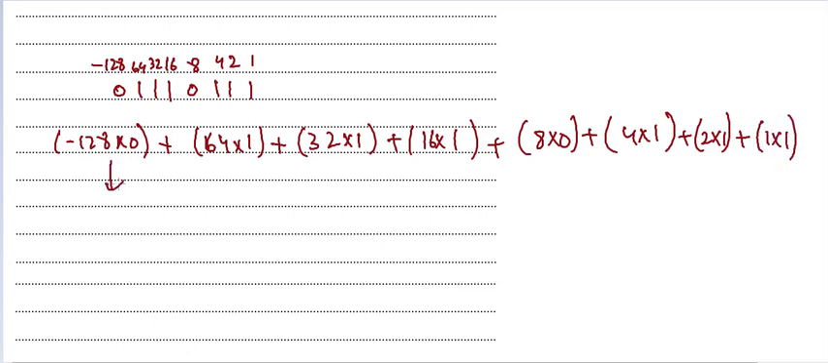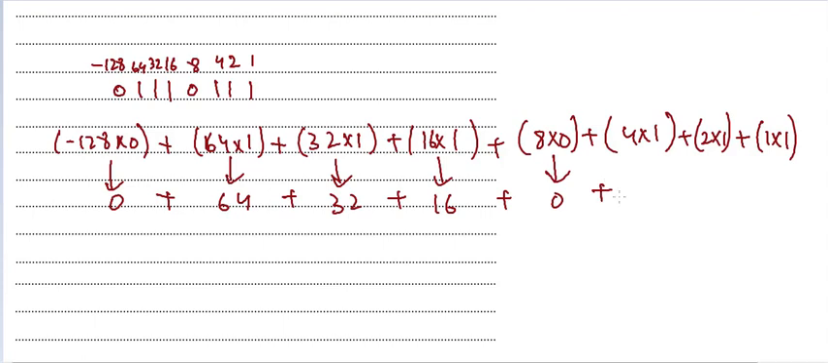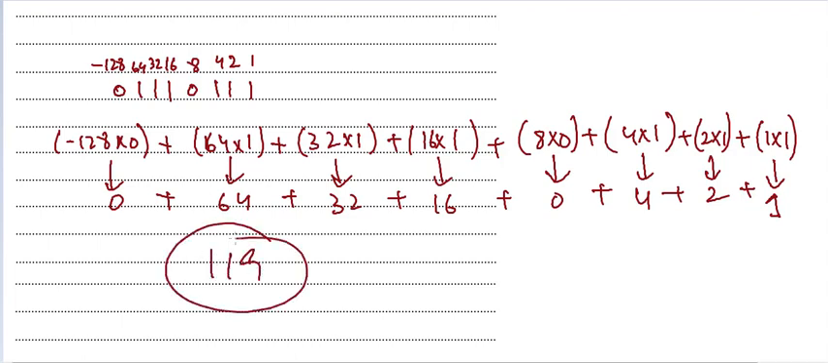So this is equal to 0 plus 64 plus 32 plus 16 plus 0 plus 4 plus 2 and plus 1. So this is going to be equal to 119. So the result is 119.